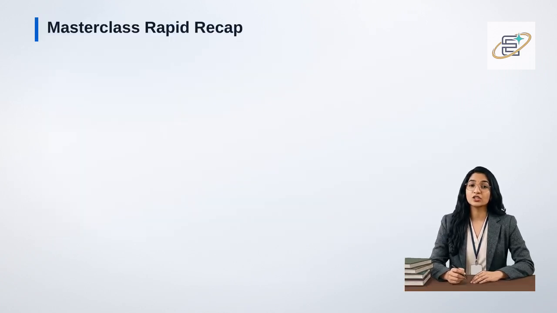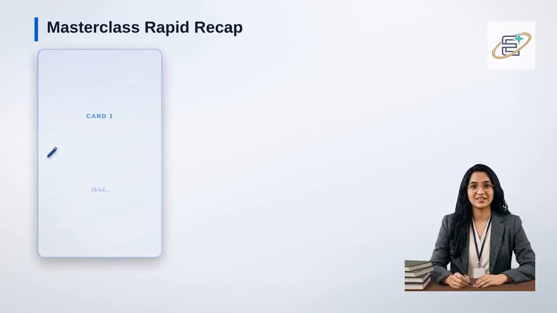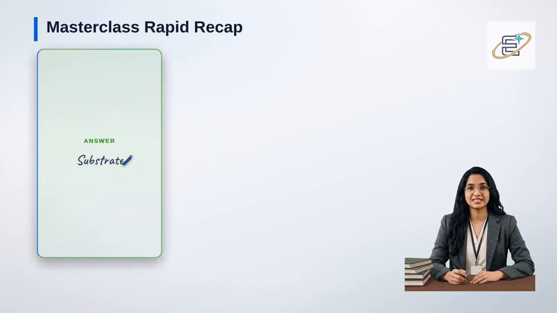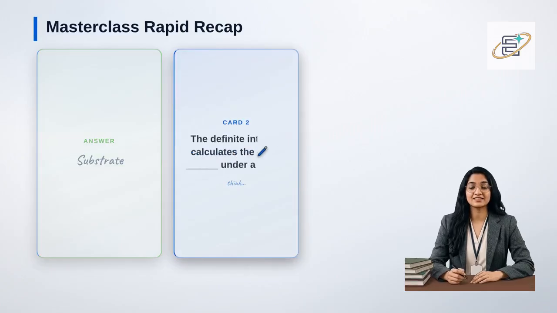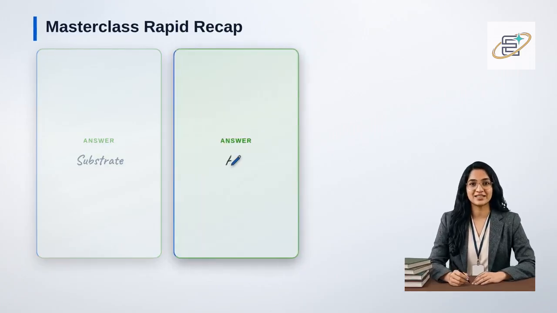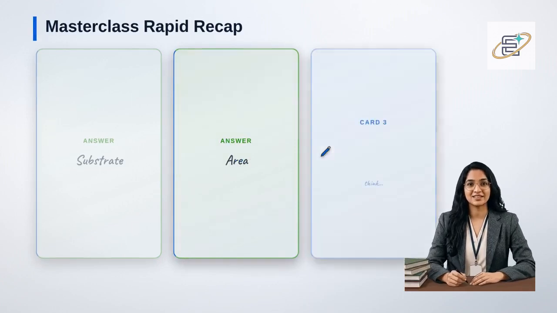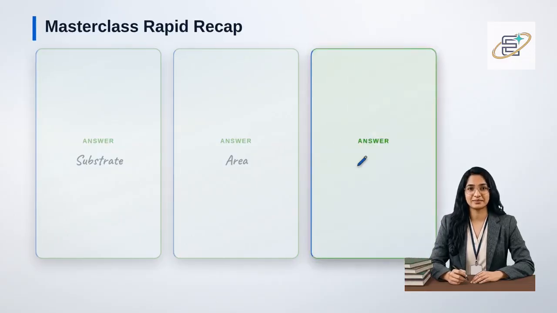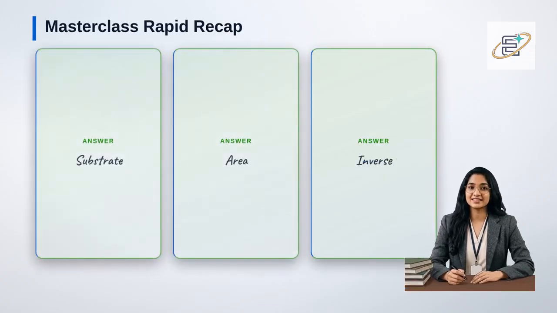Let's lock in today's concepts with a rapid active recall session. First prompt. The SN1 reaction rate depends only on the concentration of the blank. Think about the kinetics. The answer is the substrate. It is unimolecular. Next, the definite integral calculates the exact blank under a curve. Visualize those Riemann sums. The answer is area. It gives us the precise area. Final prompt. Integration and differentiation are blank operations according to the fundamental theorem. They are inverse operations. They perfectly undo each other.